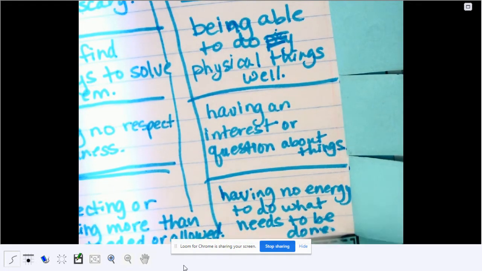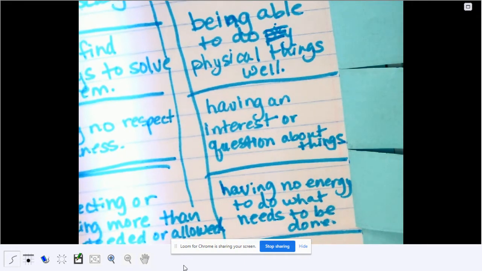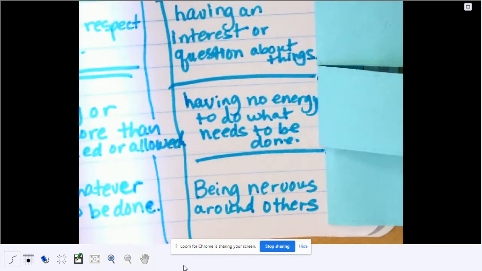Okay. Shy. Being nervous around others. Okay, so you're being nervous around others. I mean, there could be a better definition than that, but I guess that'll be good enough for that space right there.